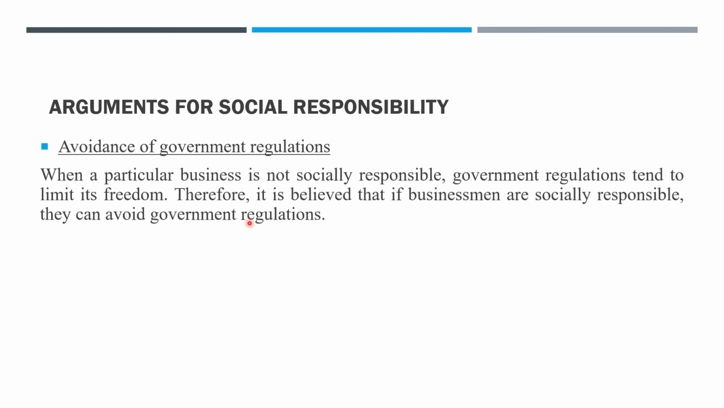So when a particular business is not socially responsible, government regulation tend to limit its freedom. Therefore, it is believed that if businessmen are socially responsible, they can avoid government regulations. So absolutely, because of our government's intervention, a business must comply, business must behave like a socially responsible business.